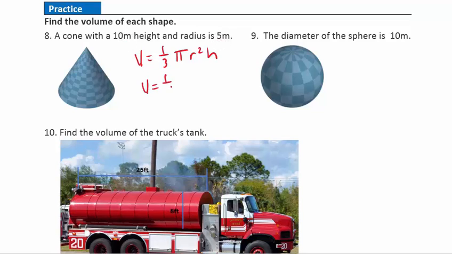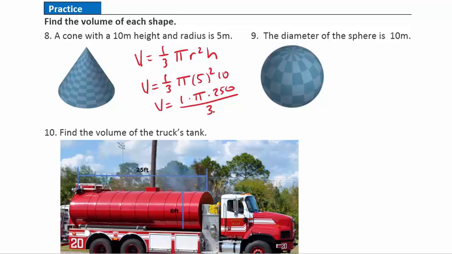So we're just going to plug that in. 1/3 pi. My radius is 5, so I'm going to have 5 squared, and my height is 10. So 5 squared is 25. 25 times 10 is 250. Multiplying by 1/3 is the same as dividing by 3. I think setting it up as a division by 3 is an easier way to think about this, because I'm going to multiply all of this together on top, and the last thing to do is to divide by 3.